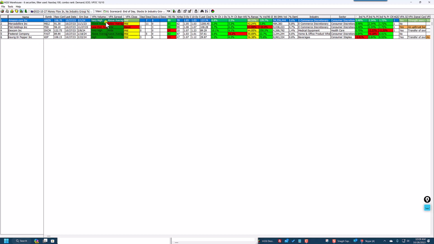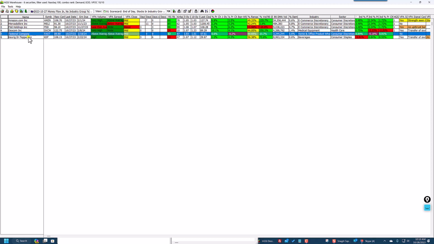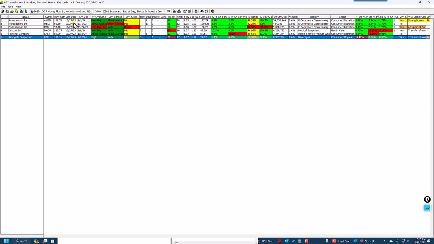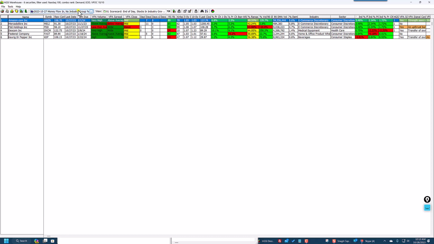You can see it's Amazon, Mercalibre, I don't know how to pronounce that, PDT, Dexcom, Fastenal, and Dr. Pepper. But so out of the 100, and I think there's 102 stocks in that index now, only 5 of them were showing money flow in.